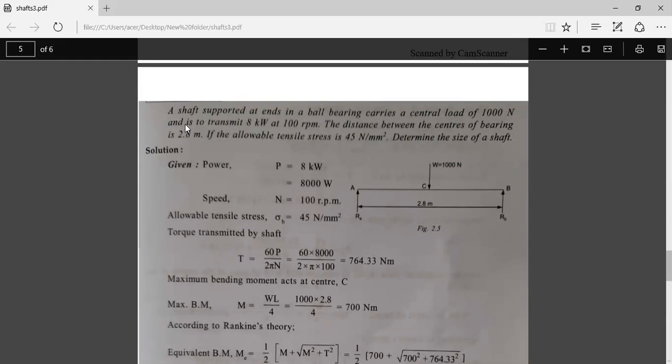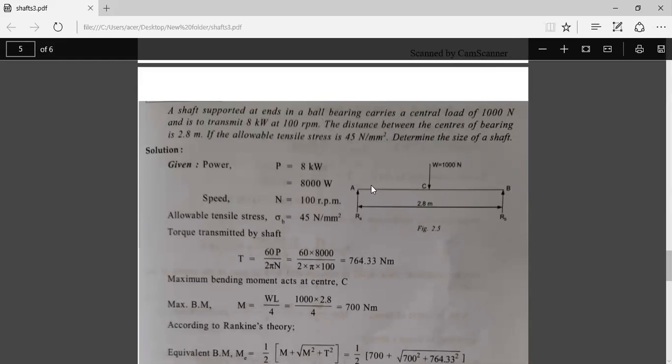Next, last problem today. A shaft supported at ends in a ball bearing carries a central load of 1000 newtons and is used to transmit 8 kilowatts at 100 rpm. The distance between the centers of bearing is 2.8 meters. If the allowable tensile stress is 45 newton per mm square, determine the size of the shaft.